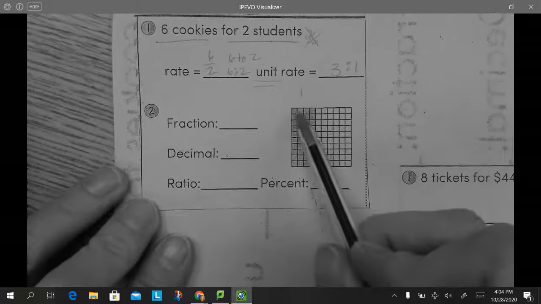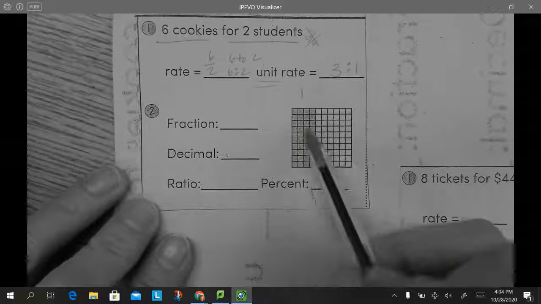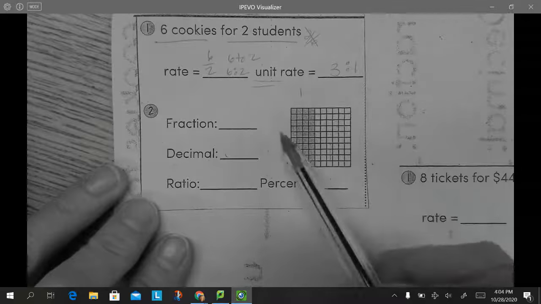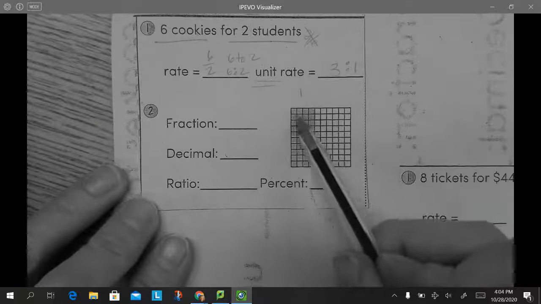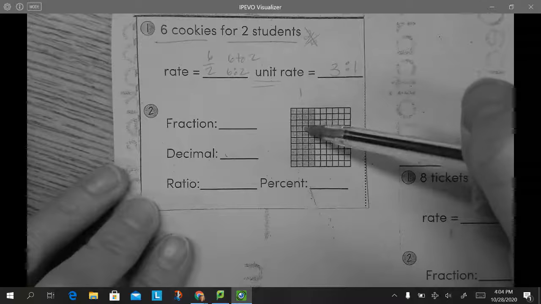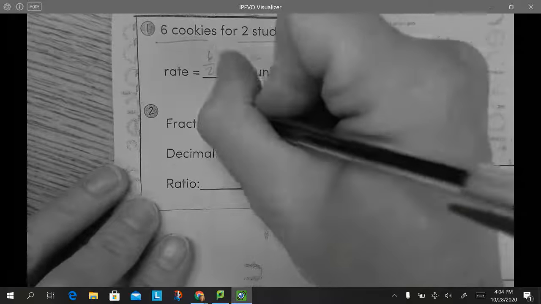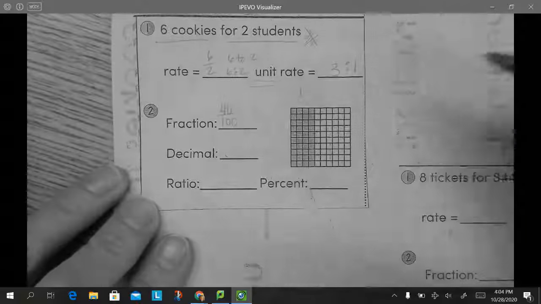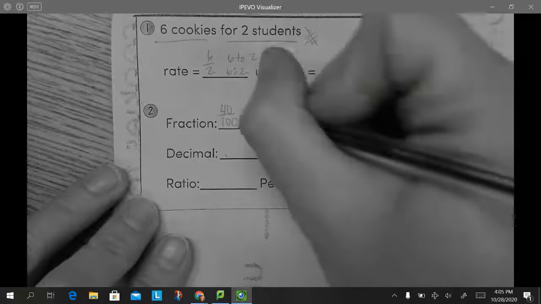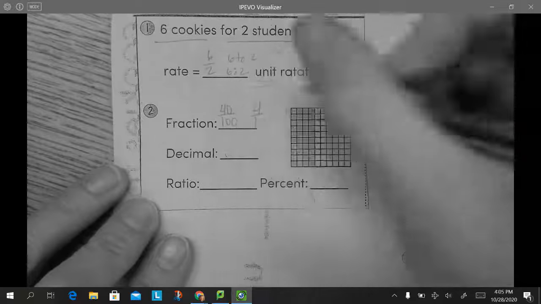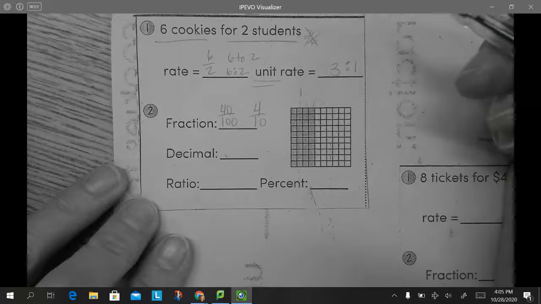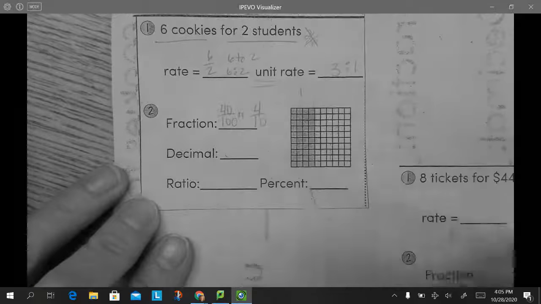All right, here we go. So we have this grid, and it's a 10 by 10. So it's like 10 down and 10 across. And they want to know what the fraction is. The fraction is the part that's shaded. So if each bar is 10, it's 10, 20, 30, 40. So it's 40 over 100, or 40 shaded to the total, which is 100. Or you can look at 4 out of the 10 bars. So either one would be fine.